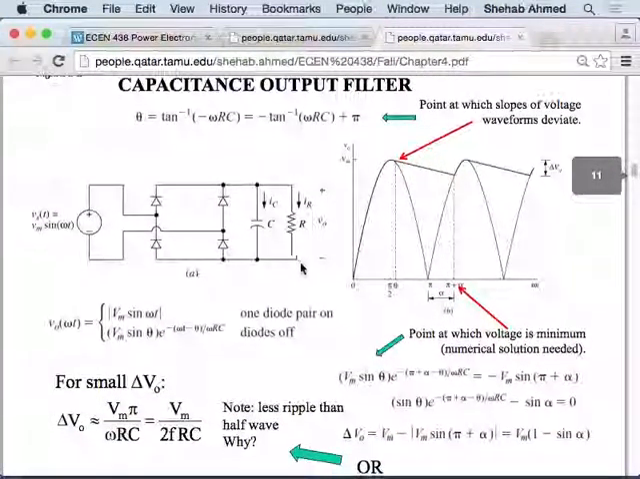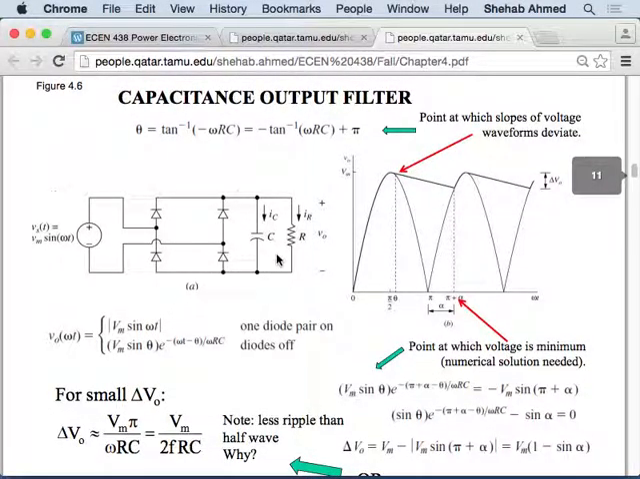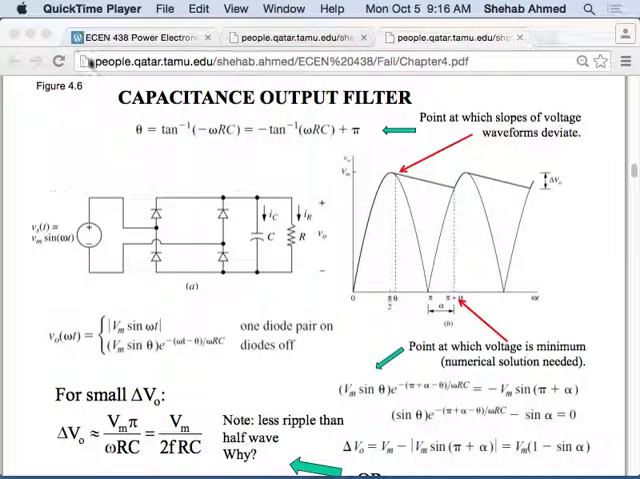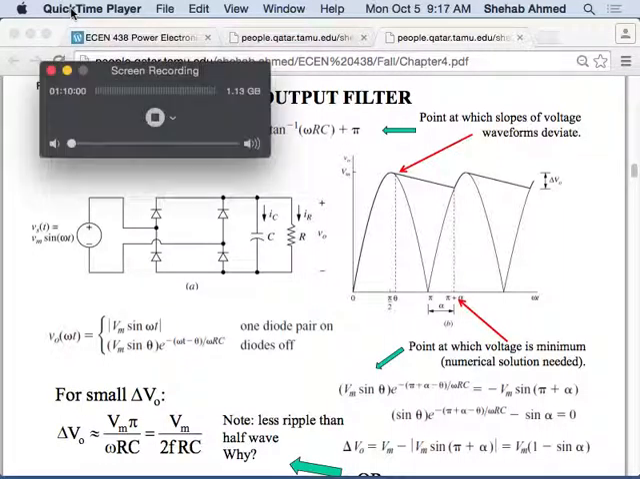And then next time we'll do the capacitance output and then start looking at the controlled rectifier. I hope you see that the waveforms look very, very similar to what we did before. So we'll stop here, and next time we'll continue the waveforms, and then we'll do the equations after that, like we did for the last chapter.